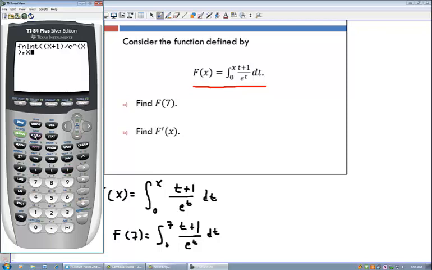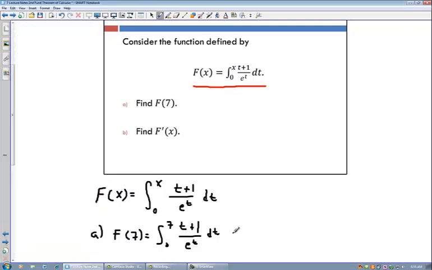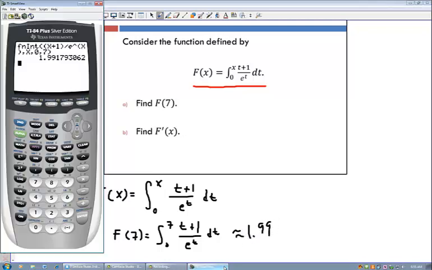Now if you have an old school calculator like mine, you have to put a comma and then x. Some of you are going to have the newer version, which will look just like this definite integral, so you just fill in the blanks. So I put an x there, then I put a comma, and then I say my limits of integration. So I go from 0, comma, to 7, in parenthesis. Then hit enter, and out pops my answer. I'll round this to 2 decimal places. So it's approximately 1.99.